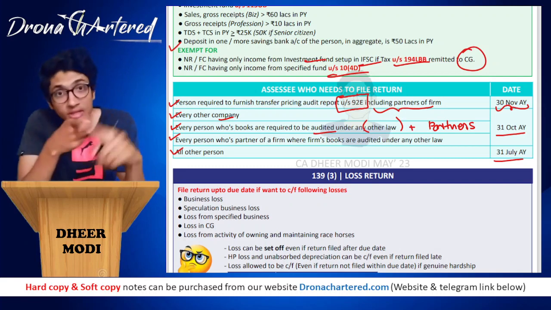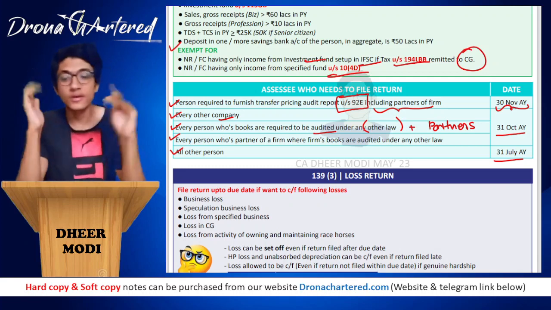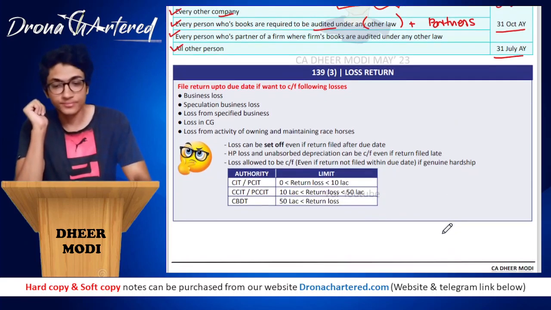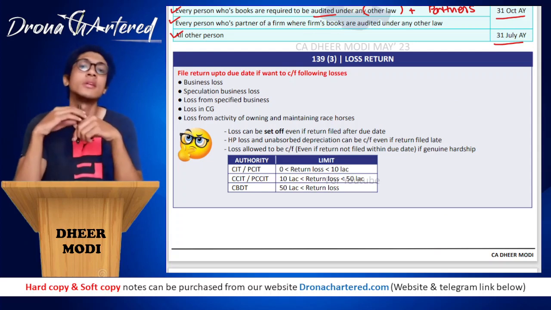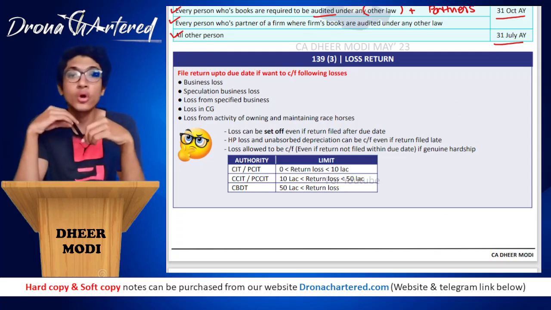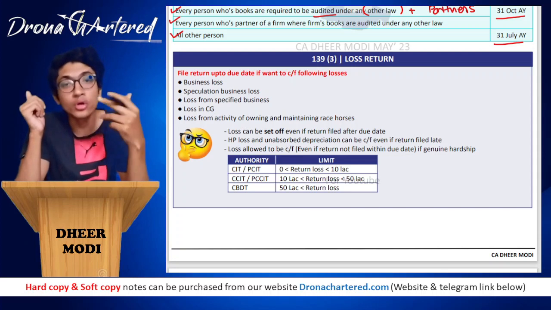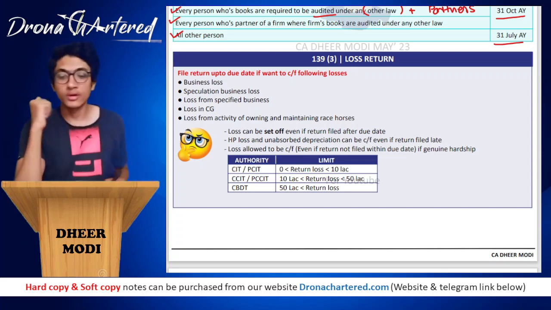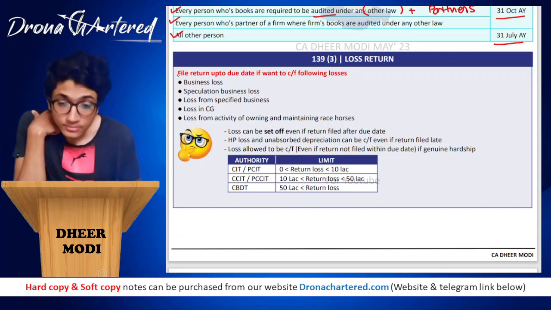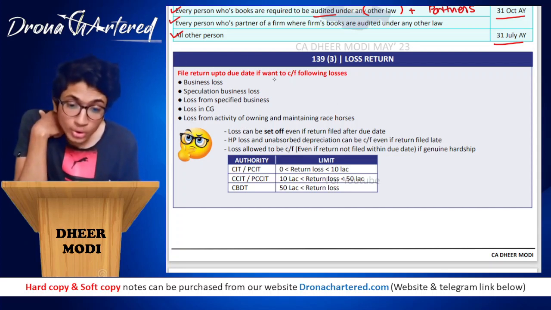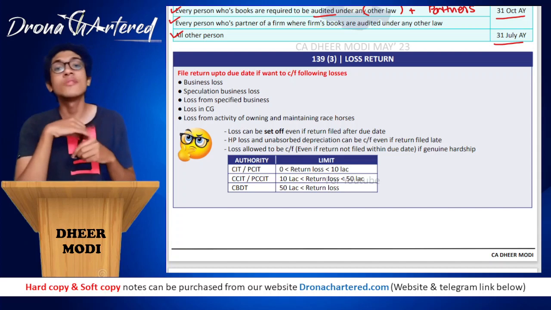Okay, so 30th November, 31st October, and 31st July. These are your dates. Great. Now, next section is your section 139.3. 139.3 talks about your loss return. That means when you have a loss, in such a case, the return that you are filing will be called a loss return. So file return up to due date if you want to carry forward the following losses.